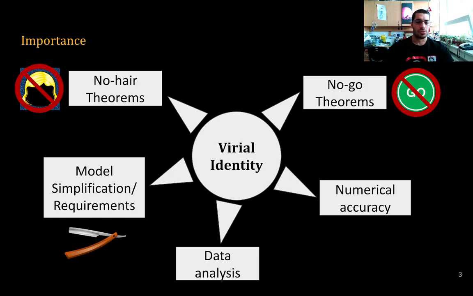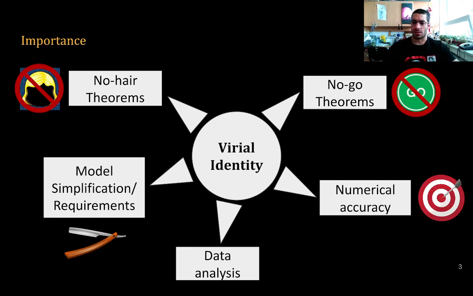They can also be used to simplify the model or requirements. So imagine that you have a system that you don't know anything about, a new model, and you don't know how your function depends on the coordinates. So you can just put all the dependence on the coordinates for a given field. You compute the identity and then use it to rule out the dependence on some functions, effectively simplifying your model.